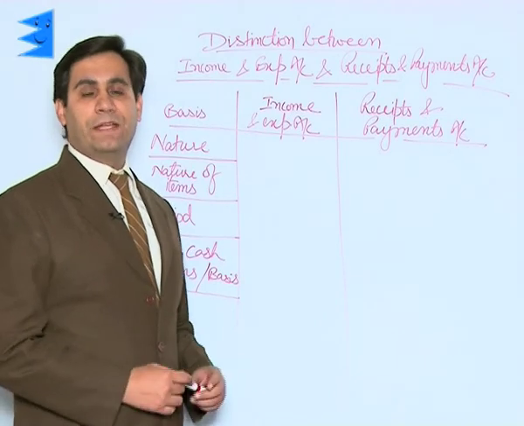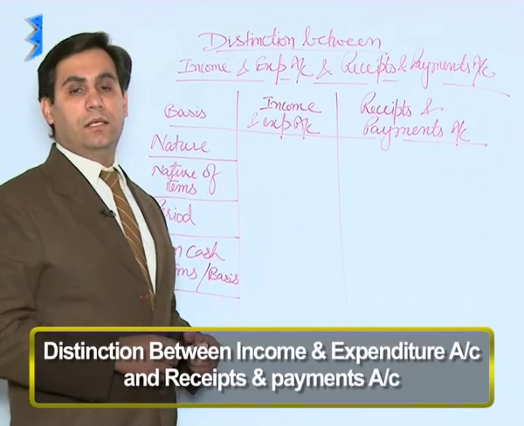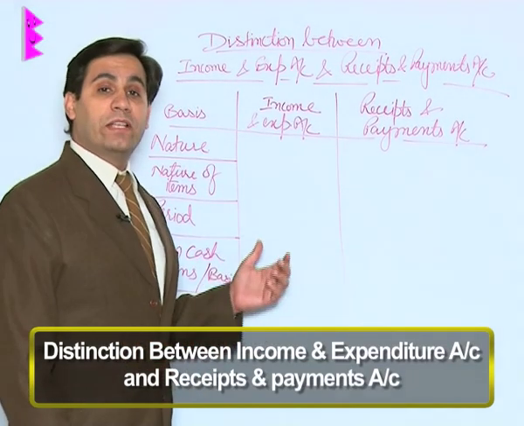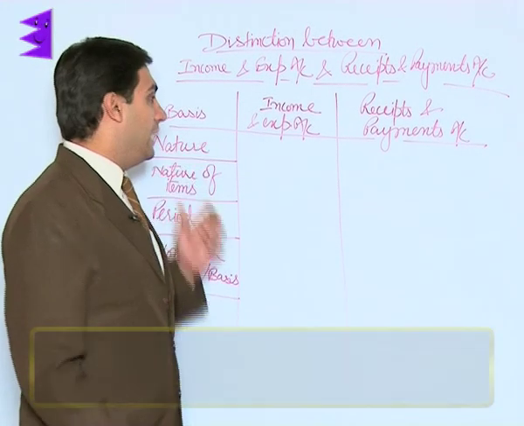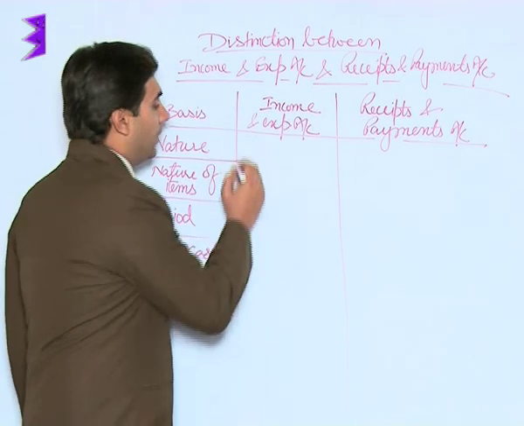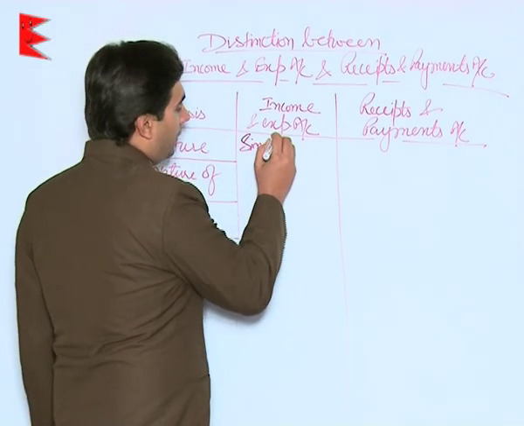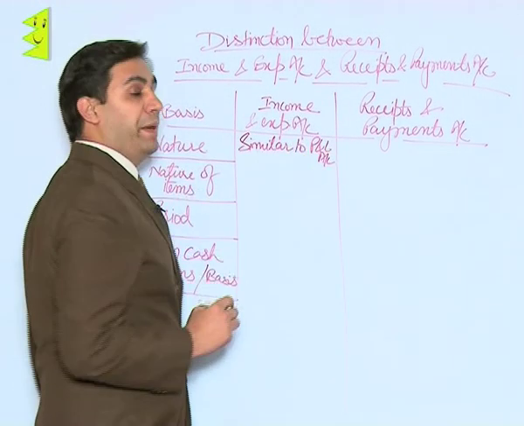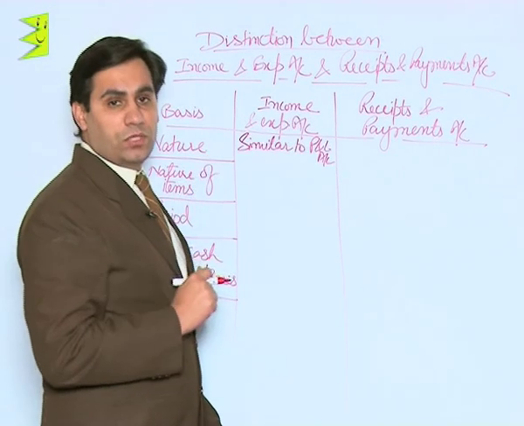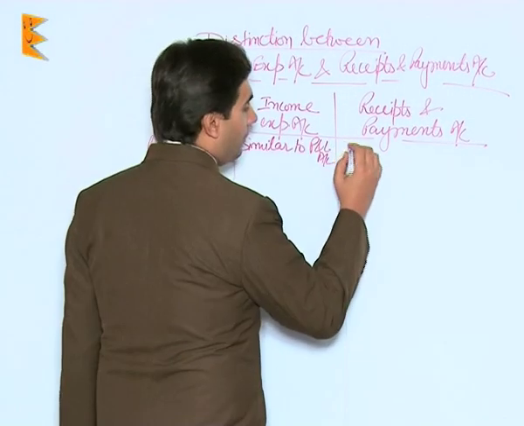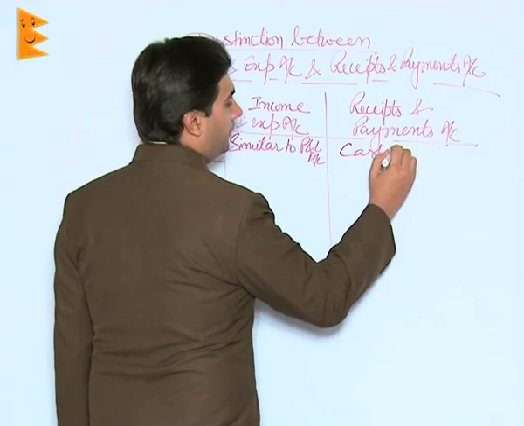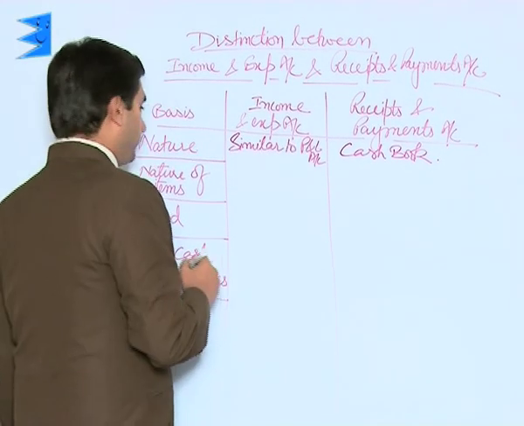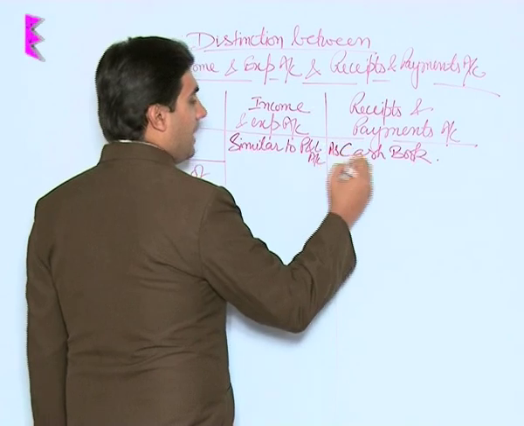Now coming to the difference between income and expenditure account and receipts and payments account. Now students, remember these are two different accounts and they are different on various bases. The first basis is nature. Income and expenditure account is very similar to profit and loss account. It is prepared on accrual basis just like a profit and loss account is prepared. Whereas receipts and payment account is very similar to cash book. Rather, it is actually a summary of cash book. I'll write as cash book.